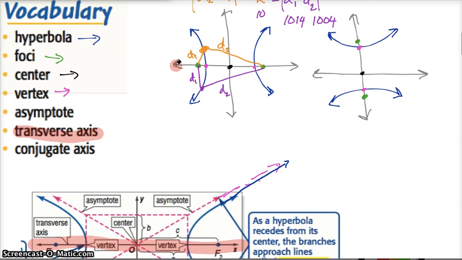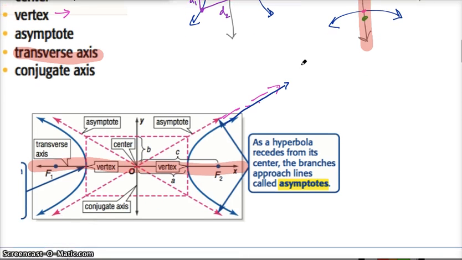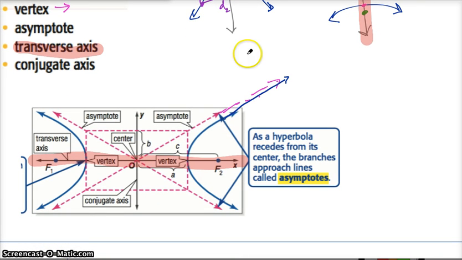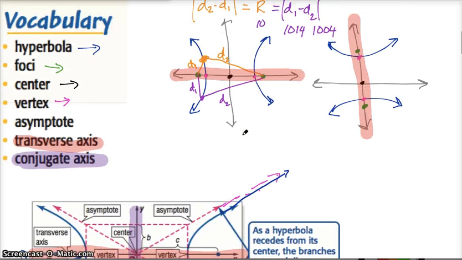Same thing here. The x-axis is the transverse axis here. The y-axis is the transverse axis here. The center of a hyperbola can be anywhere, so it will not necessarily be the x or y axis as the transverse axis. It could be shifted anywhere just as the center could be. And then finally, the conjugate axis, which I'll do in purple, is the other one, the axis that does not cut through the hyperbola. All right.